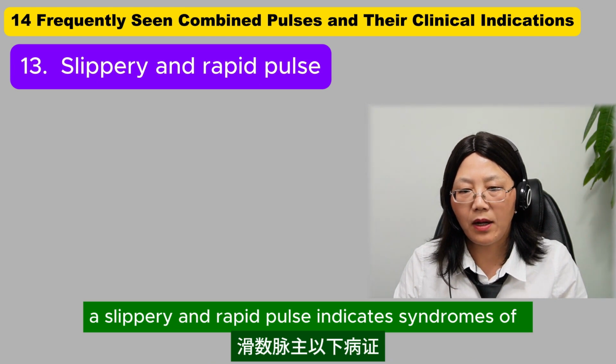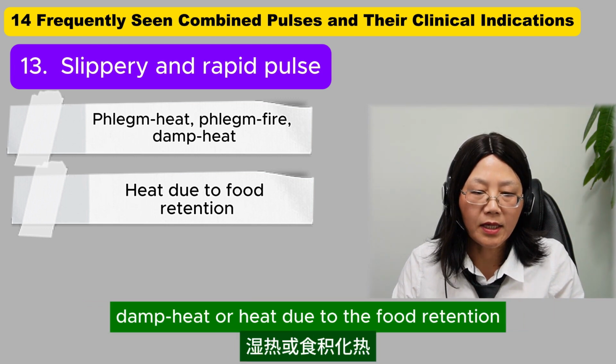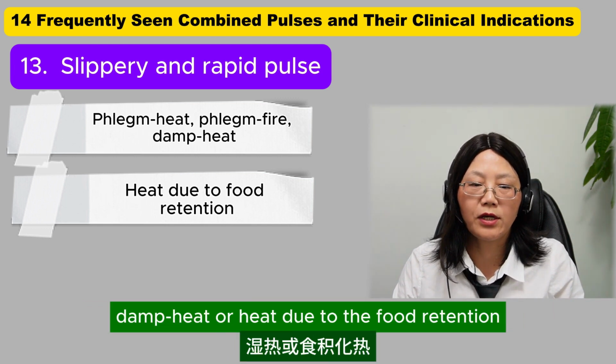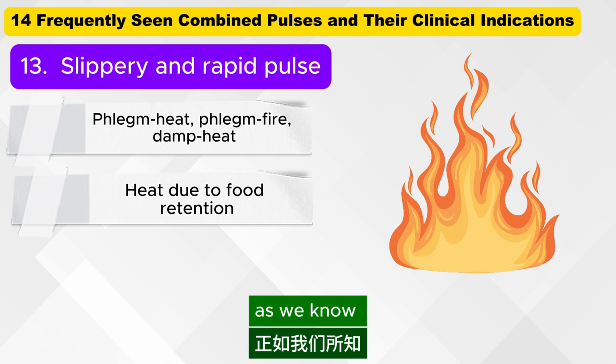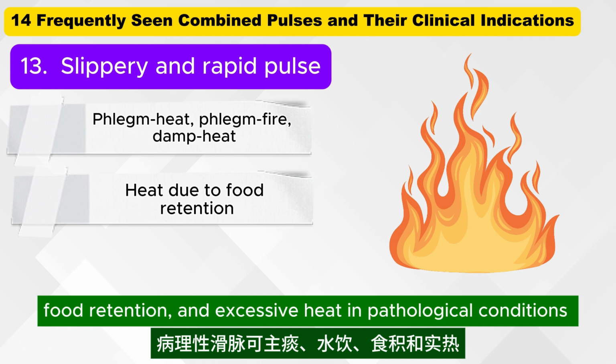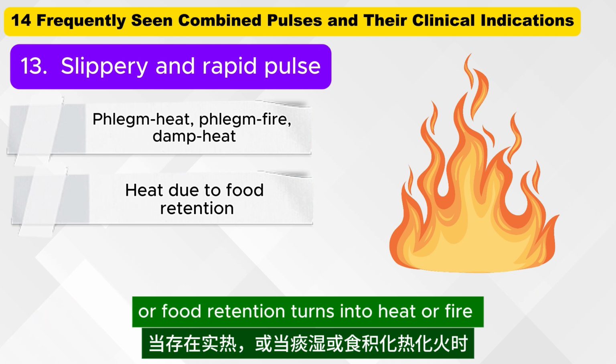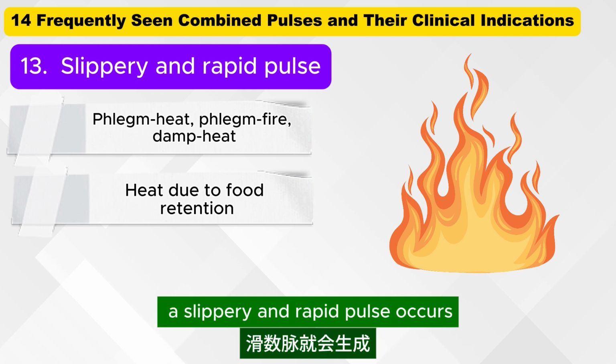Slippery and rapid pulse indicates syndromes of flame heat, flame fire, damp heat, or heat due to food retention. As we know, a slippery pulse can indicate phlegm and body fluid retention, food retention, and excessive heat in pathological conditions. When there is excessive heat, or when the phlegm, dampness, or food retention turns into heat or fire, a slippery and rapid pulse occurs.